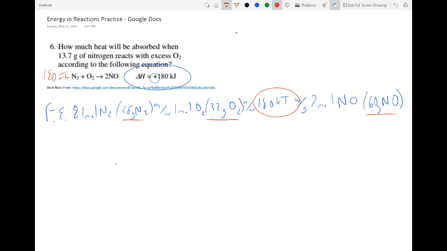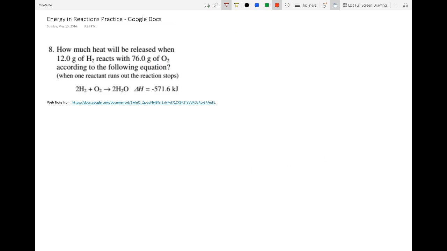And it says that we got 13.7 grams of N2. This is a little bit more than 2, so 2 point something. And so this is about half as much as we get, and so this should be 90 kilojoules. Let's try number 8 here.